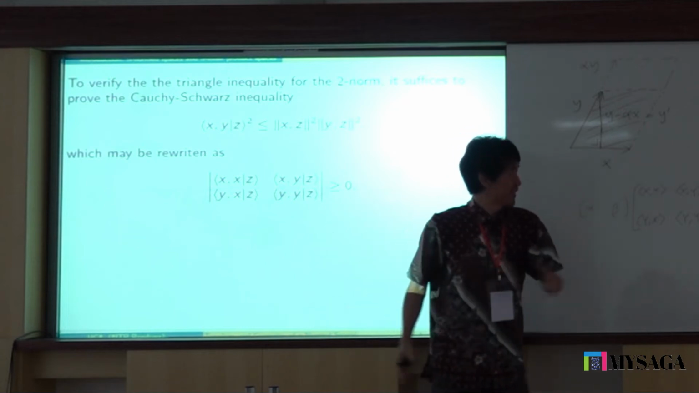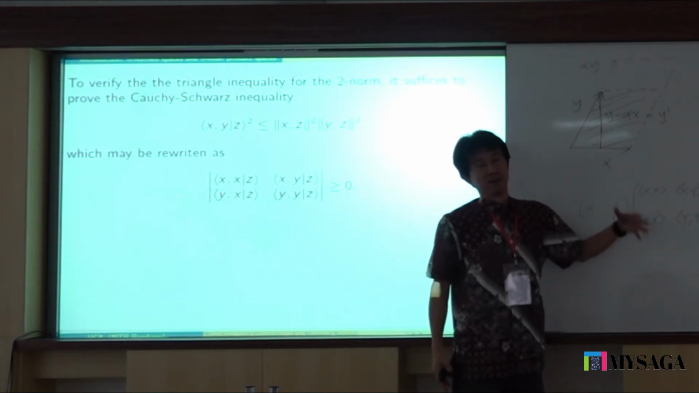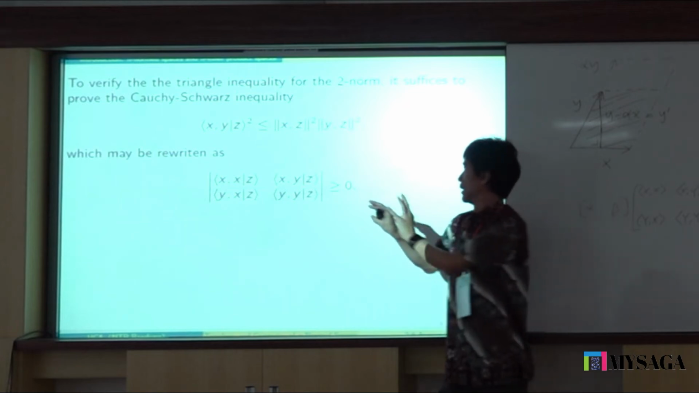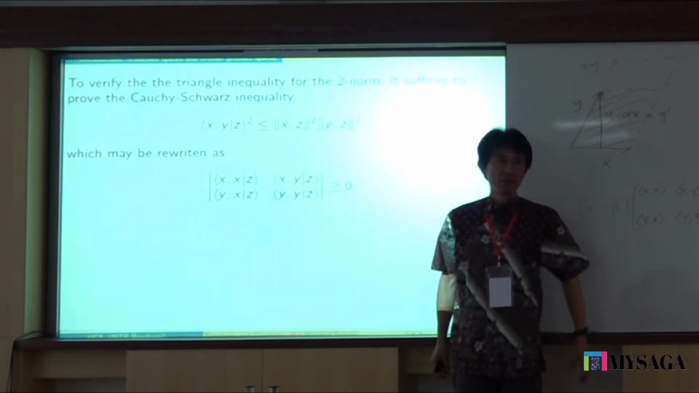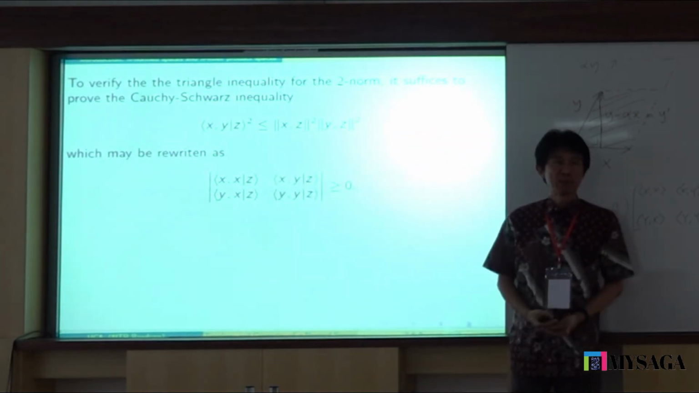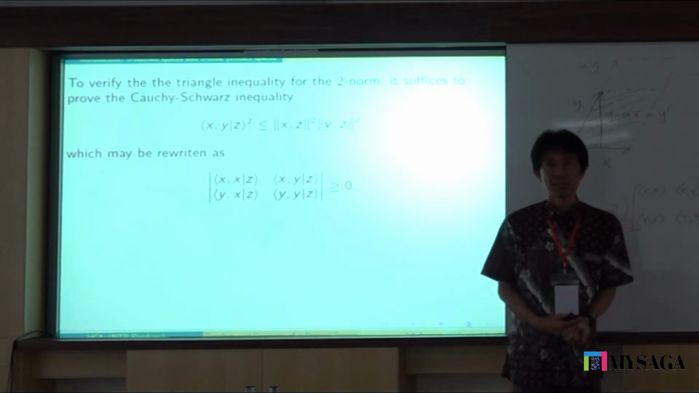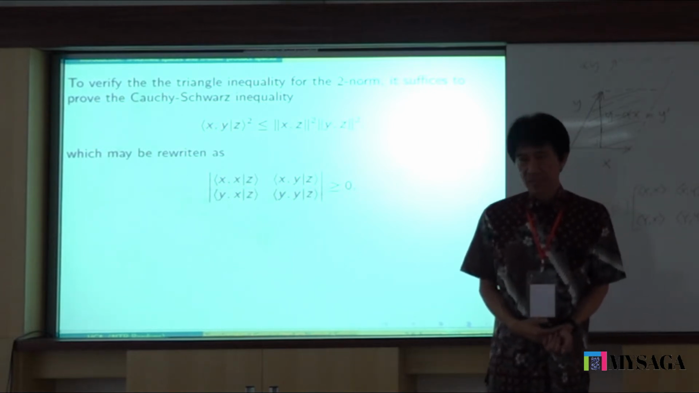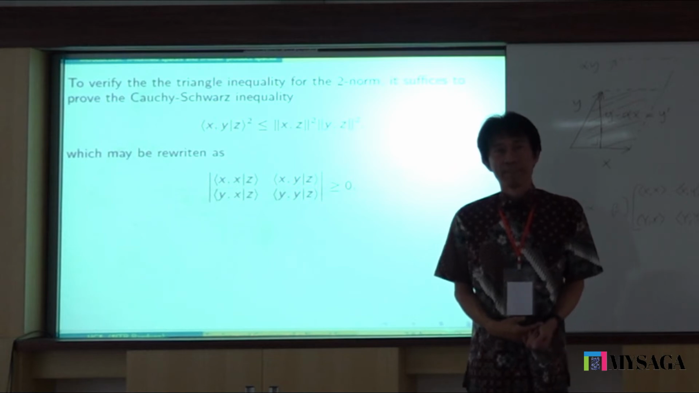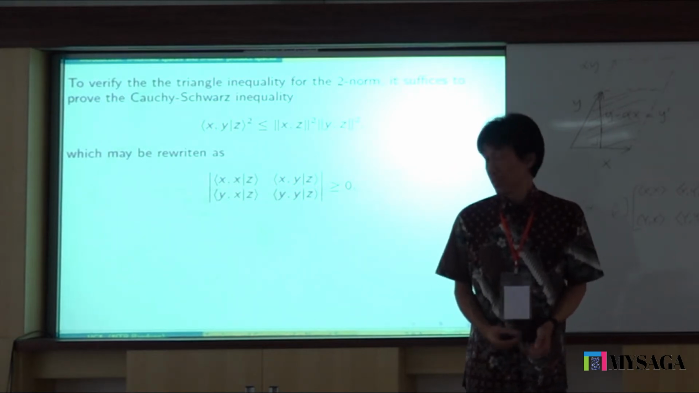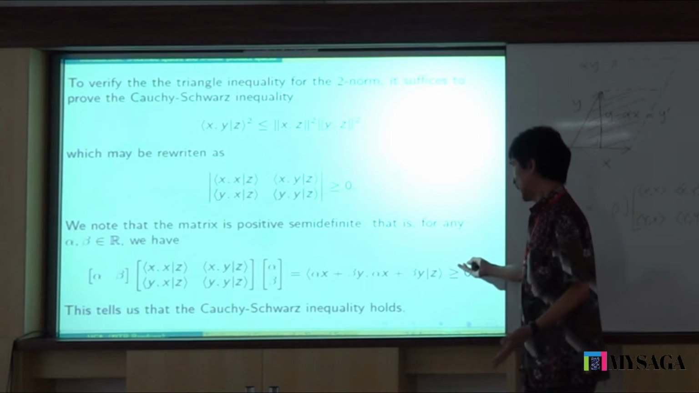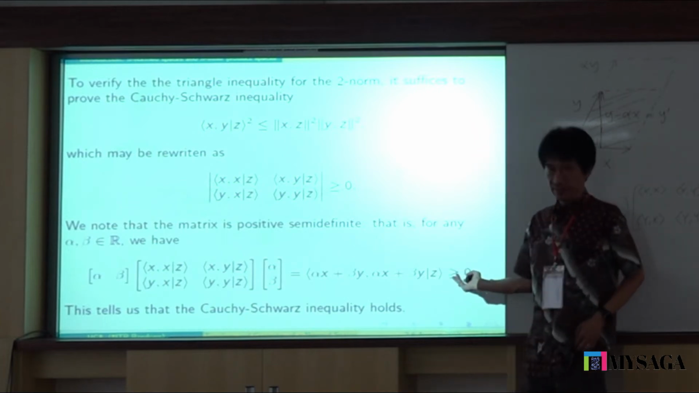But this is again easy. You just do the trick. Alpha and beta will go in the first two vectors, and then the first property of the two inner product says that the expression should be non-negative. Okay? So you will get this.